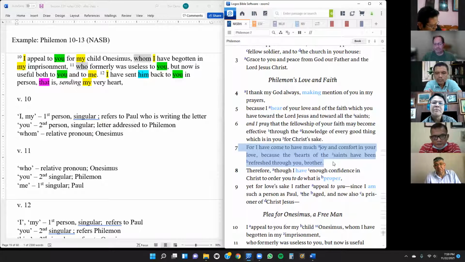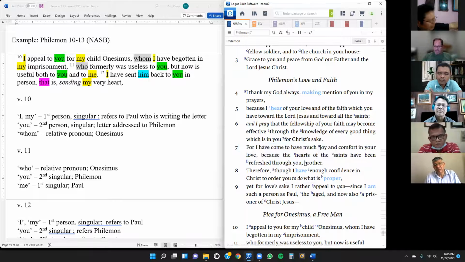For I have come to have much joy and comfort in your love, because the hearts of the saints have been refreshed through you, brother. There's a very big clue here in this verse that identifies the second person pronoun, you. How do we know Paul is speaking to Philemon here? Only Philemon. He mentioned brother. Yes, you guys see that? Brother.